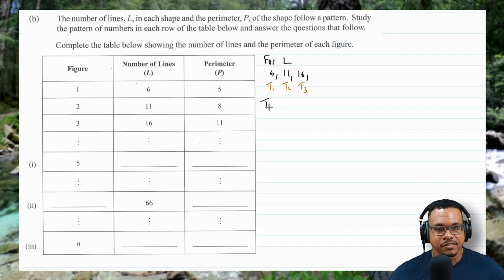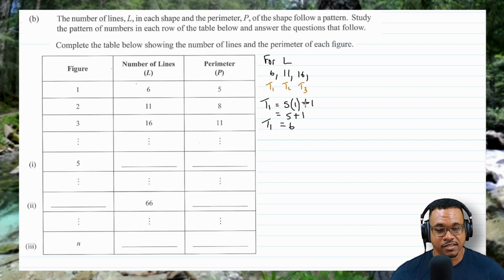So I'm going to say for my first term, I'm going to use that 5 multiplied by 1 because it's my first term, 1. And that's the first figure, 1. 6 is my first term for L. And 5 by 1 is 5. So I'm going to ask myself, what must I do to 5 to get 6? Would I add something or subtract something? So obviously I had to add 1 to 5 to get 6. So I'll add 1. So that's 5 plus 1, which is 6. So my first term is 6.